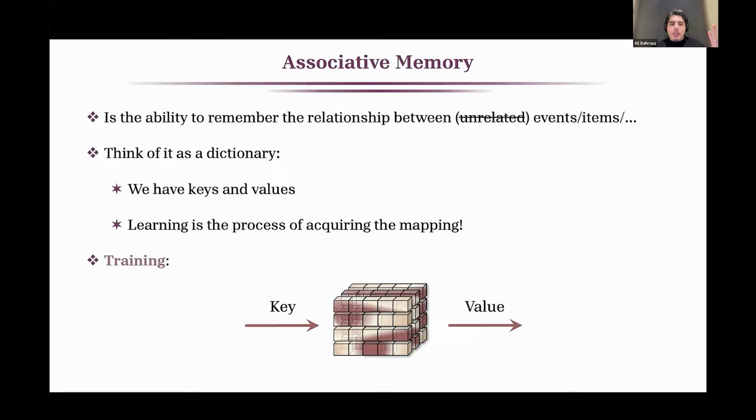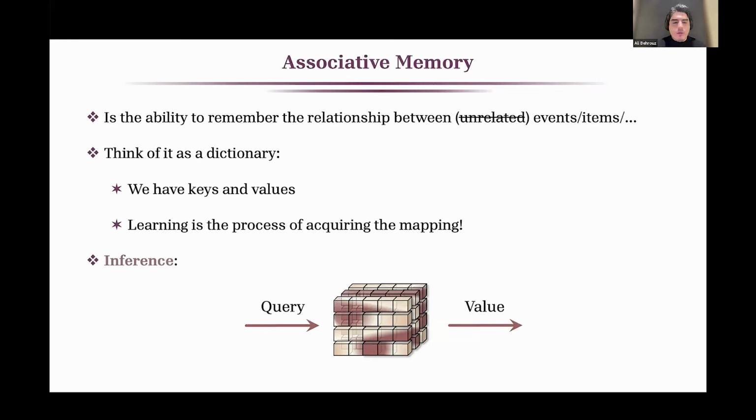So basically we have keys and values, and we want to map keys to values based on the data. Generally, if we want to learn from data, you can define the learning process as acquiring the mapping between keys and values. So in the training phase of associative memory, we can say that there is an input key and then there is an output value.